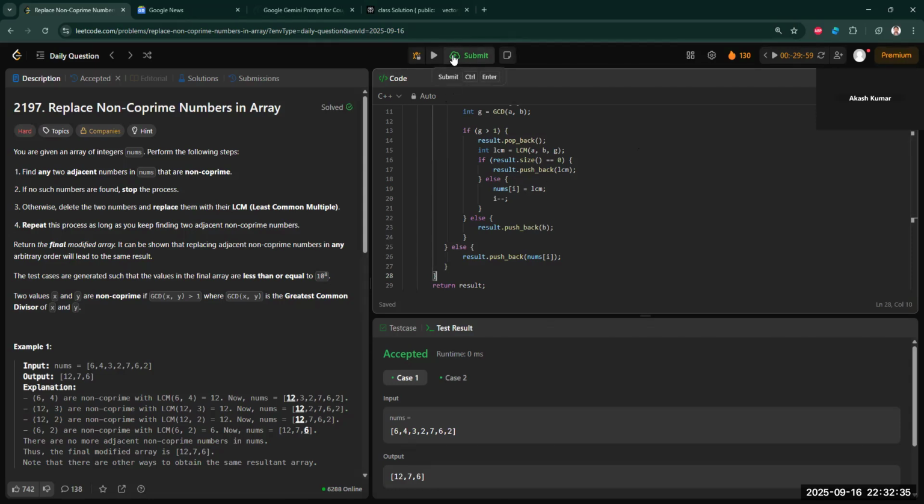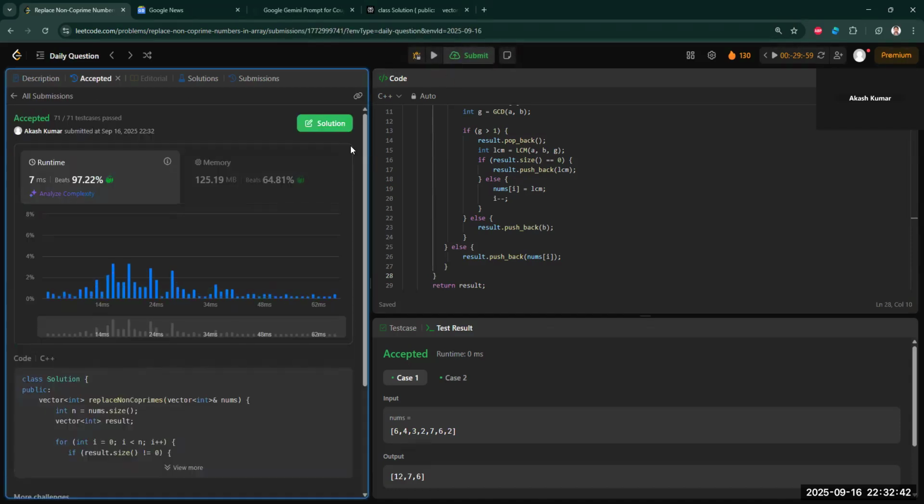So let us sum up this problem and see the result. It is passing all the test cases, with 97.2% runtime. I hope you understood the problem and solution.